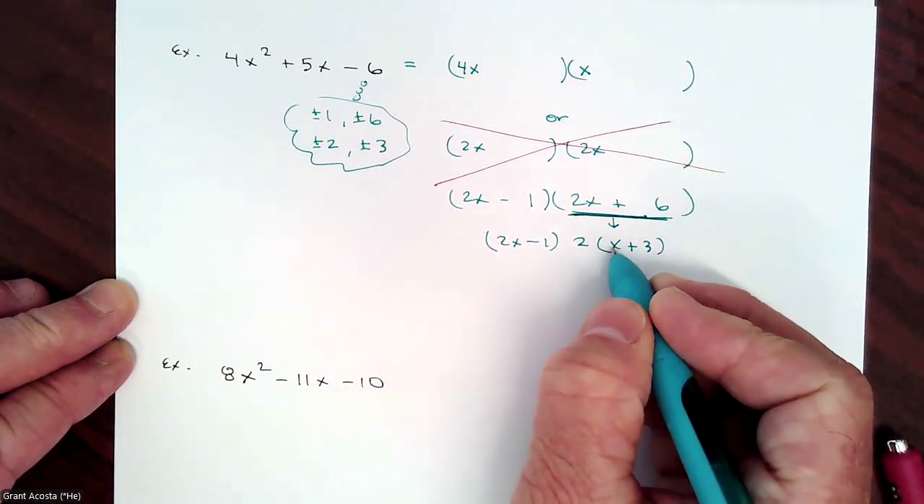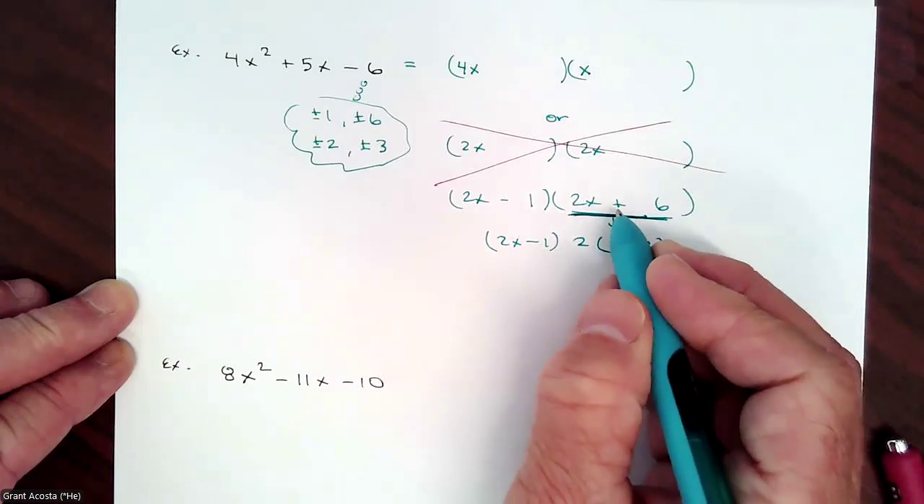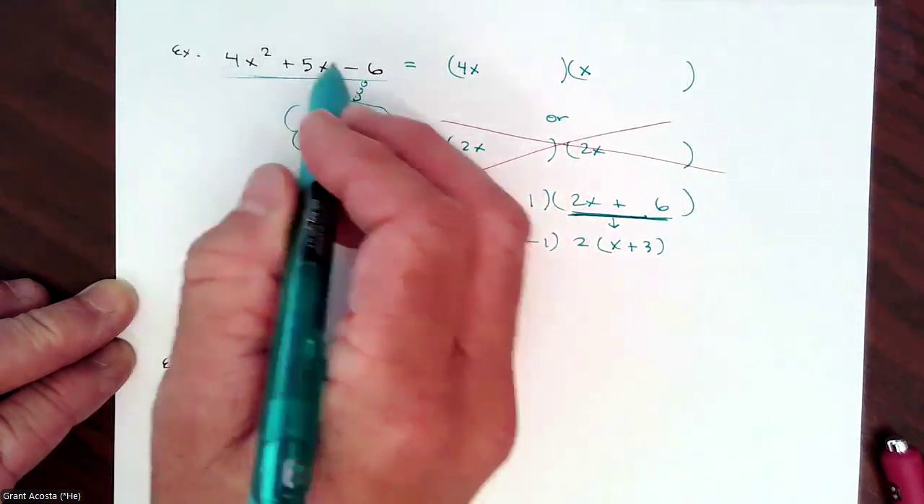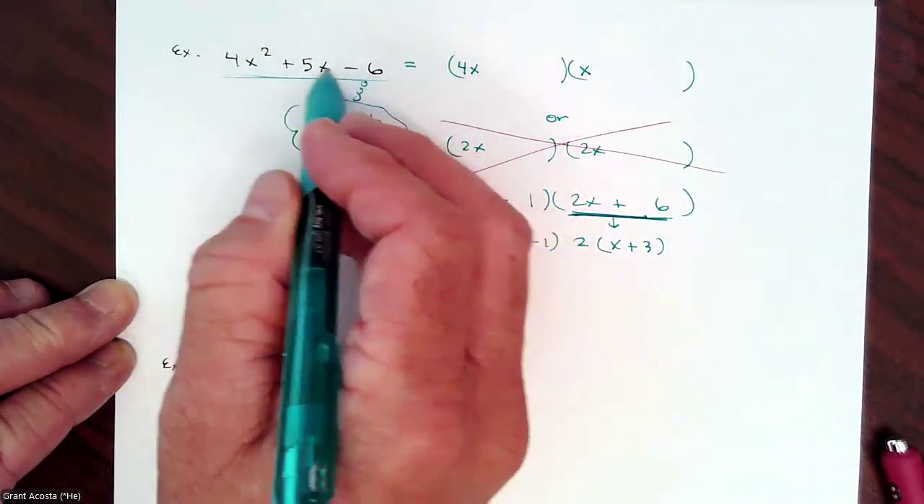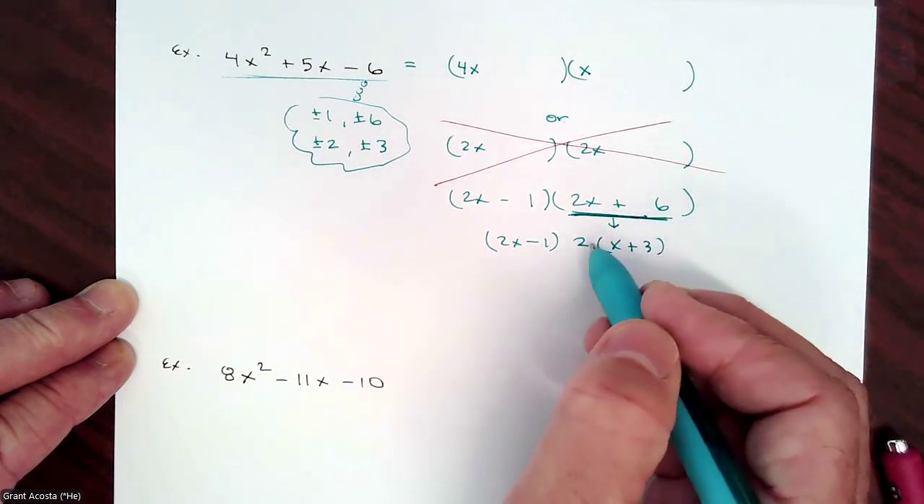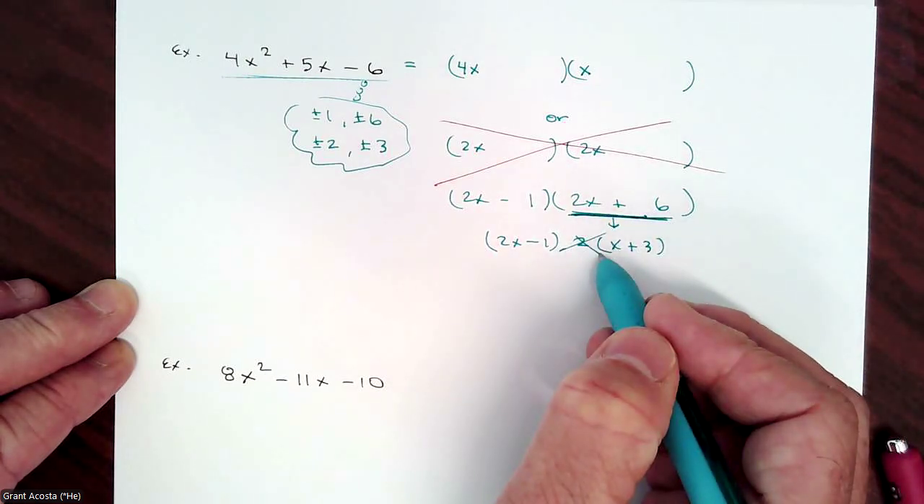But here's why I know that can't work. If I can take out a 2 in the factored form, it means I should have been able to take out a 2 here. And notice there is no way you can take out a 2 there, so there shouldn't be a way to take out a 2 when you factor it. I know that can't happen.